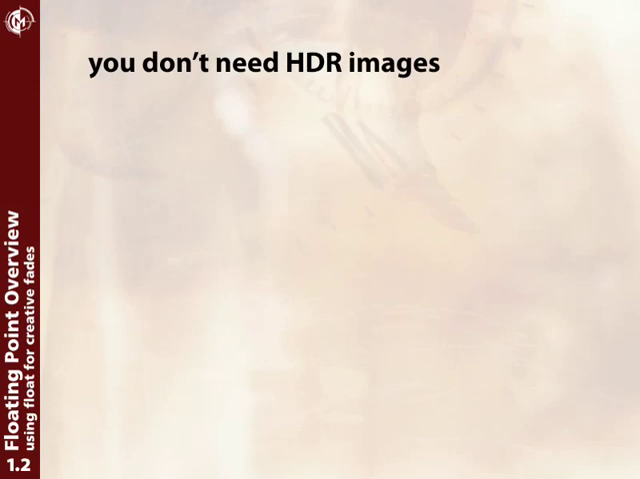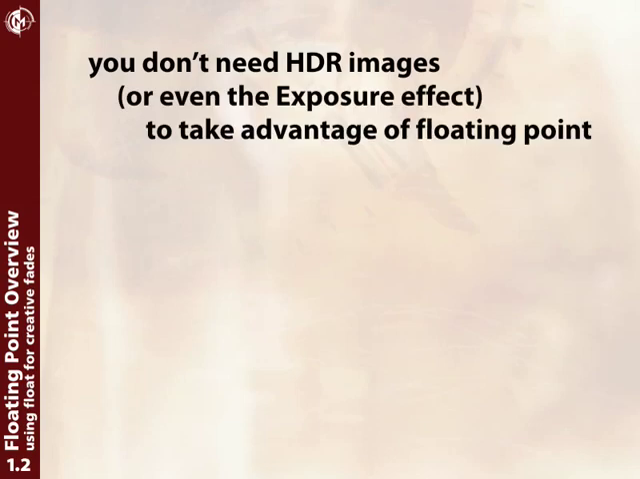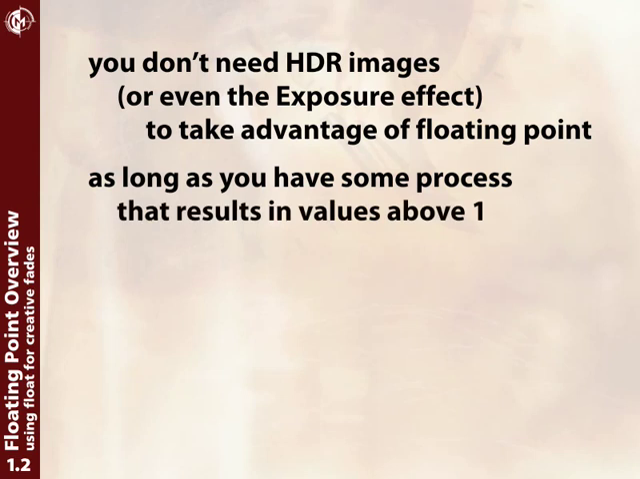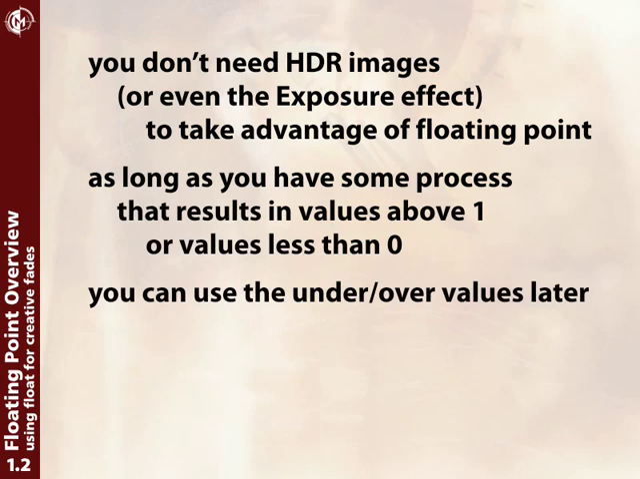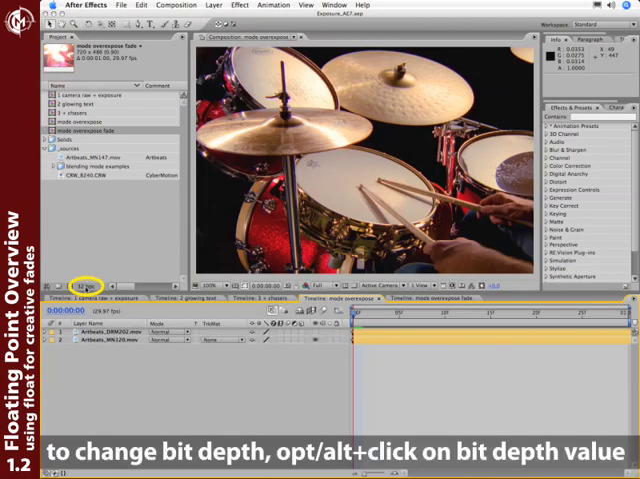Now you don't need HDR images or even the exposure plugin to take advantage of floating point in programs like After Effects. As long as you have some treatment or some combination of images that adds up to a white that's brighter than white, a blown out white, or subtracts down to a black darker than 0, something that goes below in the shadows, you can retrieve it later using floating point. Here I'm back in After Effects. I'm going to switch back into 8-bit mode for a second by holding Option or Alt and changing my project settings back to 8-bit.